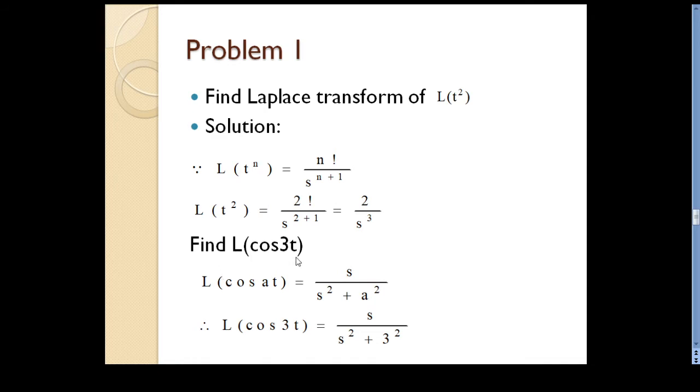Then find L of cos 3t. For L of cos at, the formula we should take is s by s square plus a square. So L of cos 3t equal to s by s square plus 3 square, that is 9.